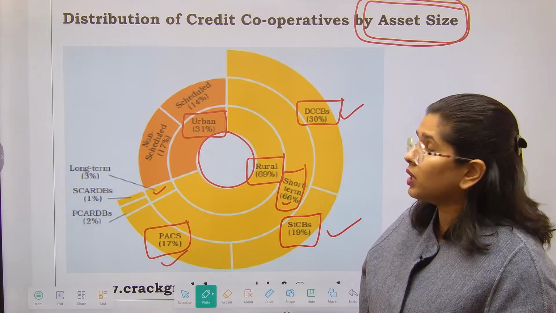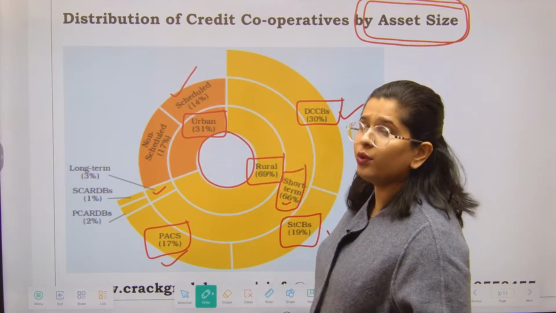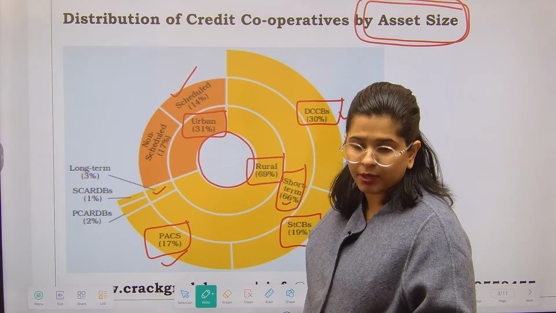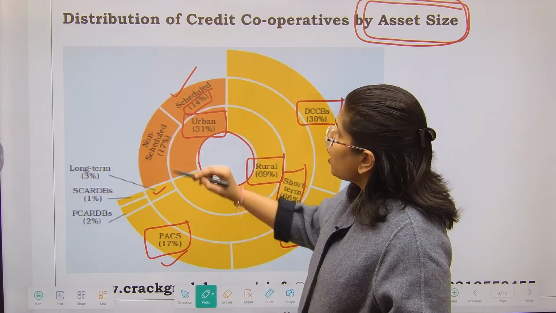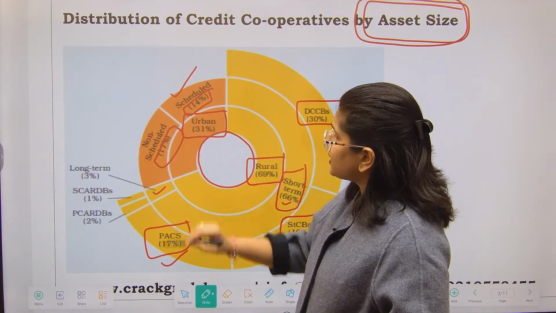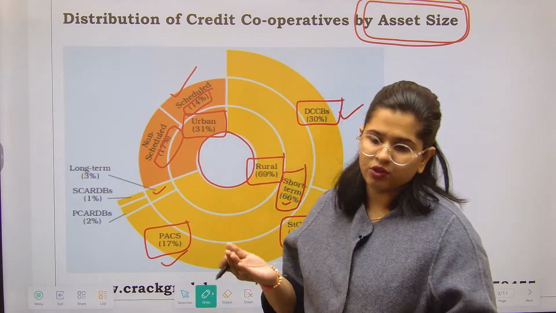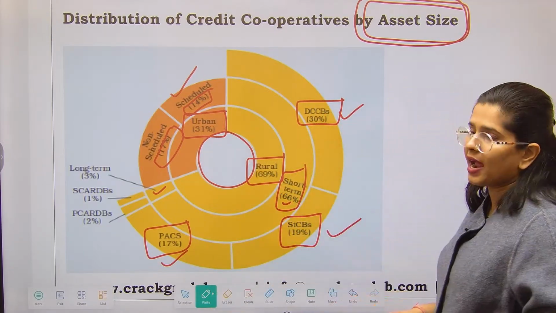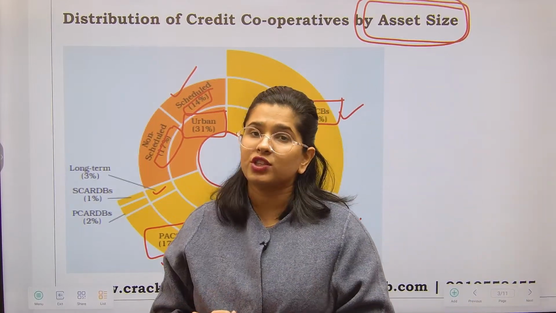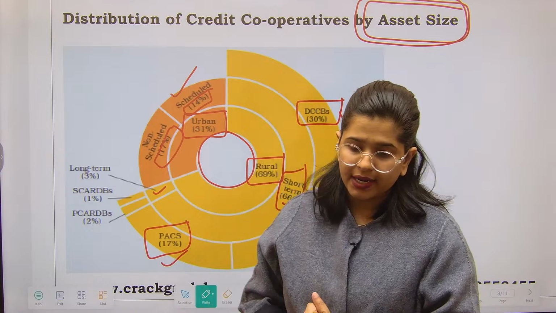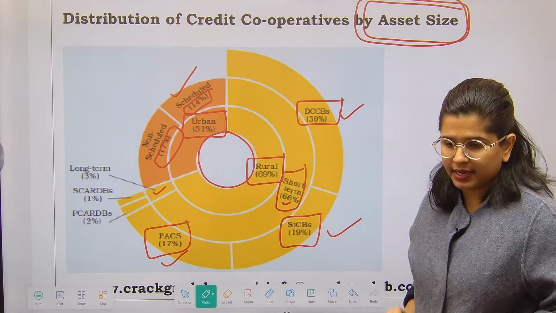If I talk about urban cooperative structure, see, scheduled urban cooperative banks are having an asset size of 14%. Non-scheduled ones are having the asset size of 17%. Total of urban is 31%, so उसमें 17% आपका non-scheduled है and scheduled one is the 14%. This particular division is based on the asset size. I hope you will understand and get the idea कि किसके पास कितनी asset हैं, right?